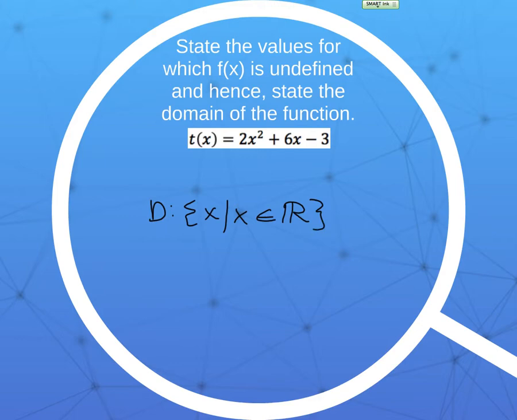Doesn't matter if I put 1 in there, or -1, or -100, or the square root of 7 again. I don't know why I picked that one again. But it doesn't matter what I put in there. I'm still going to get a number. It's still going to work. I'm still going to get an output value.